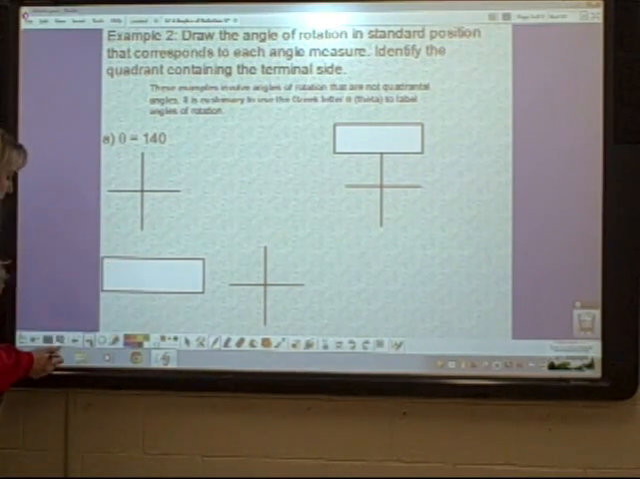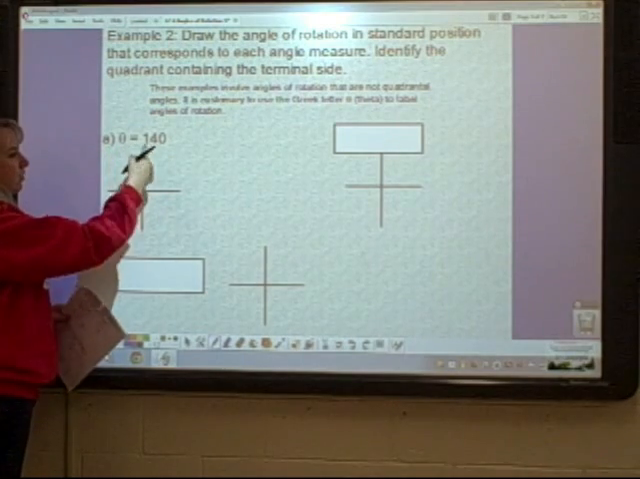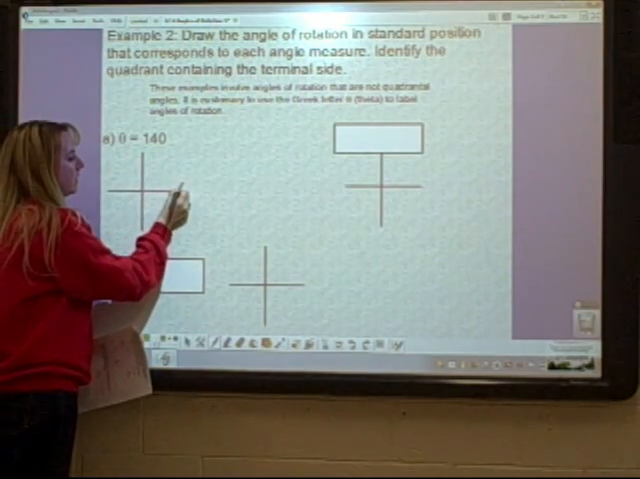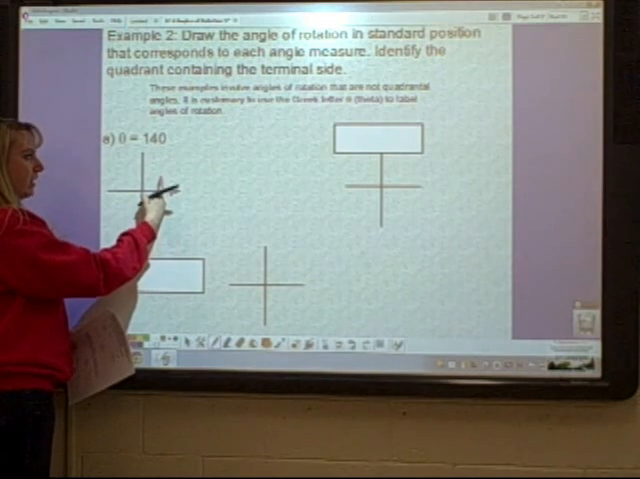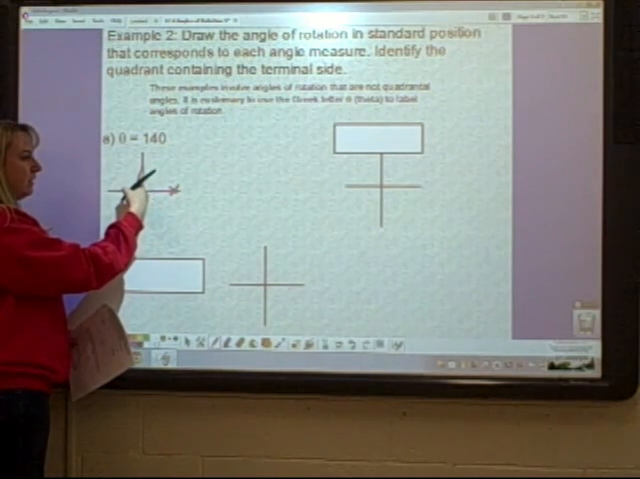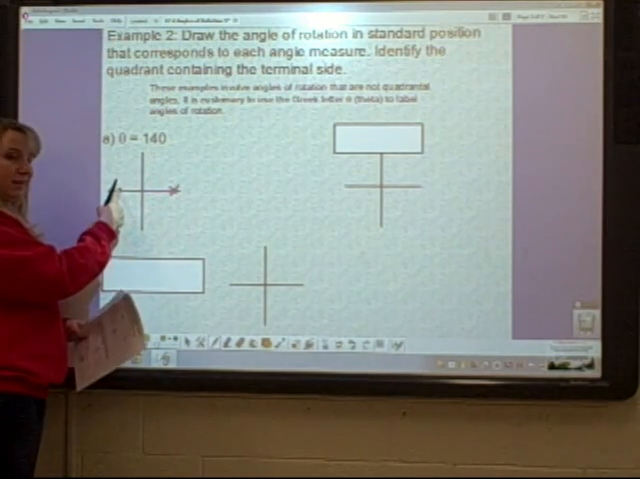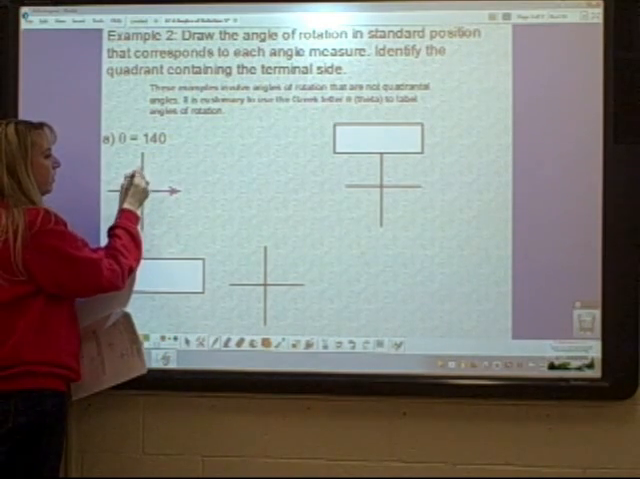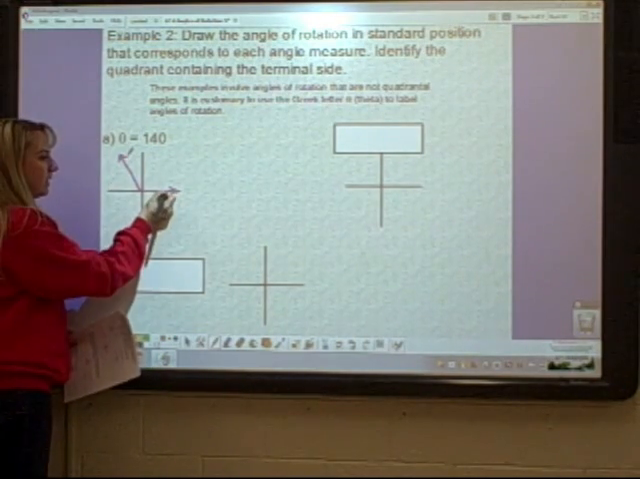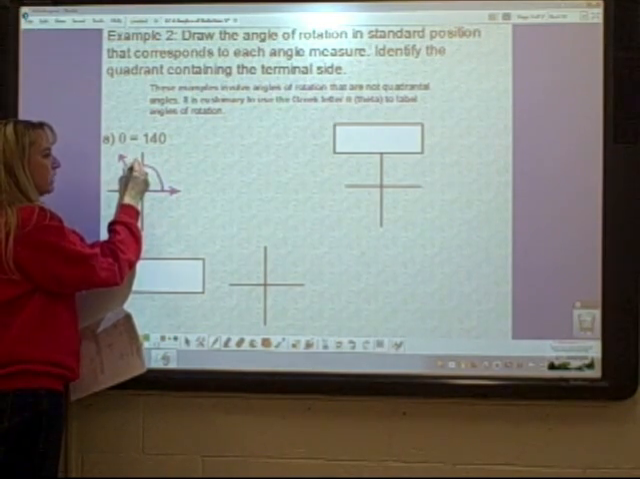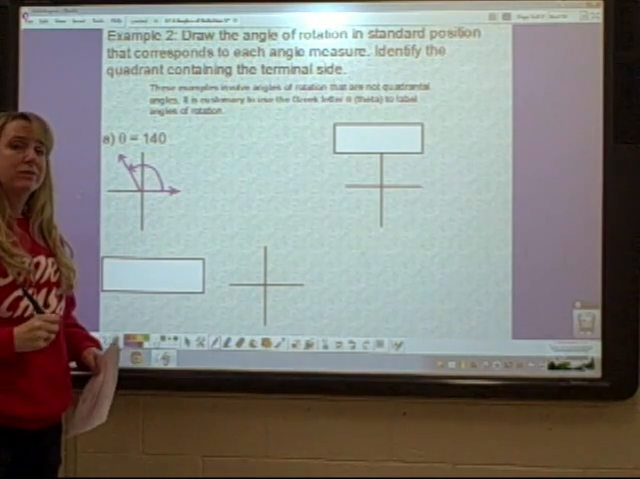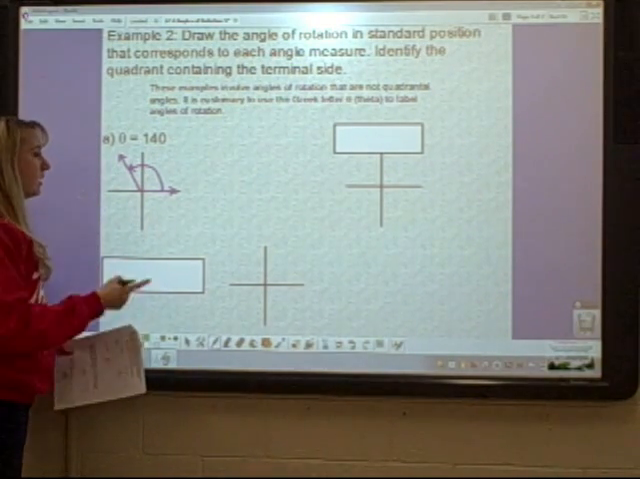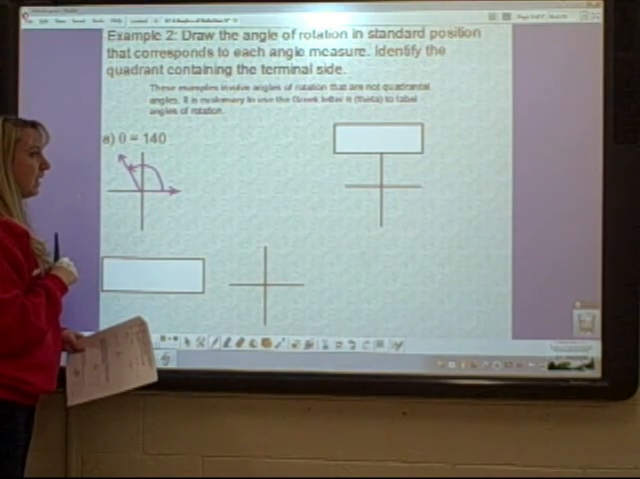Alright, so we look at theta equals 140. We think about, okay, I start with my initial side. If I went up this way, I'd be at 90. If I went all the way over here, I'd be at 180. So I'm going to be between that 90 and 180 mark. So I'm going to draw my terminal side there and show my rotation and arrow. You have to show that rotation and arrow so you know it's going in a positive direction. So there's our 140-degree angle.